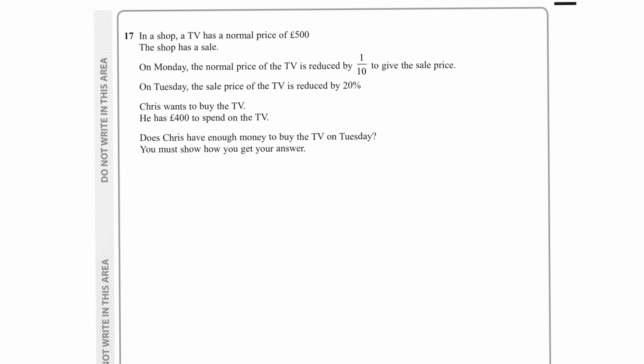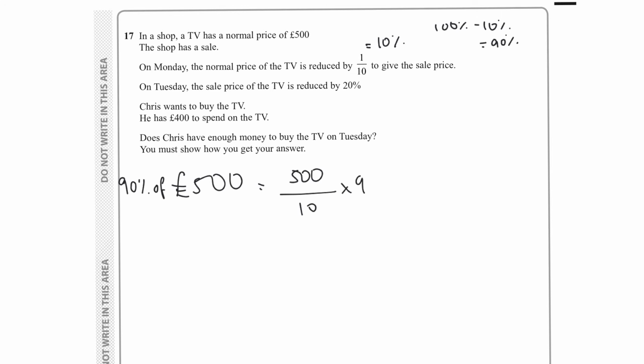Well, let's break it down. So the TV price is £500. It's reduced by a tenth. A tenth is basically known as 10% in a percentage. So it's reduced by 10%. So that means the price now is actually 90% of the actual price, because if you do 100% as the original normal price, take away the 10%, you're left with 90%. So we're going to work out 90% of £500, and a way of doing that is 500 divided by 10 times by 9. So 500 divided by 10 would leave you with an answer of 50 times 9, which is £450. So that's the price on Monday.